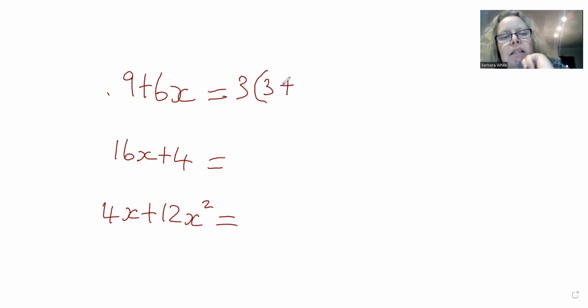How many 3s to make 6x? And 3 times what is 6x? Well, 3 2s are 6, and also that's x. So 3 lots of 2x. So 2x plus 2x plus 2x, that's 6x. And then if I expanded it out, I'd get 3 3s are 9, and I'd get 3 lots of 2x is 6x.